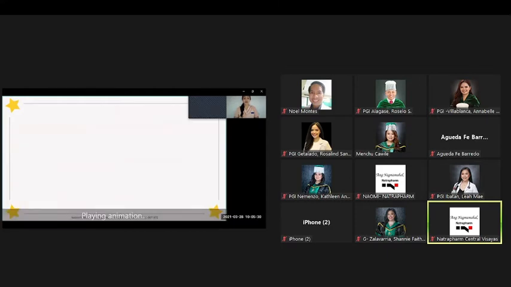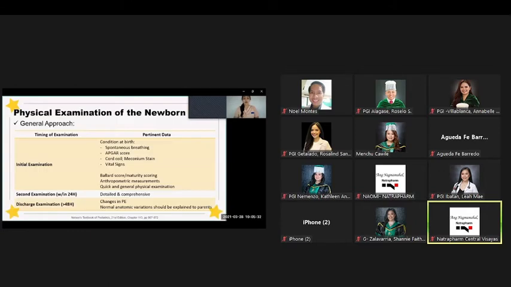So the initial examination of the newborn infant should be performed as soon as possible after delivery, which assesses if the newborn has spontaneous breathing, the Apgar score, if the newborn had cord coil, any signs of meconium stain, and we should also take note of the vital signs. After a stable delivery room course, a second and more detailed examination should be performed within 24 hours of birth.